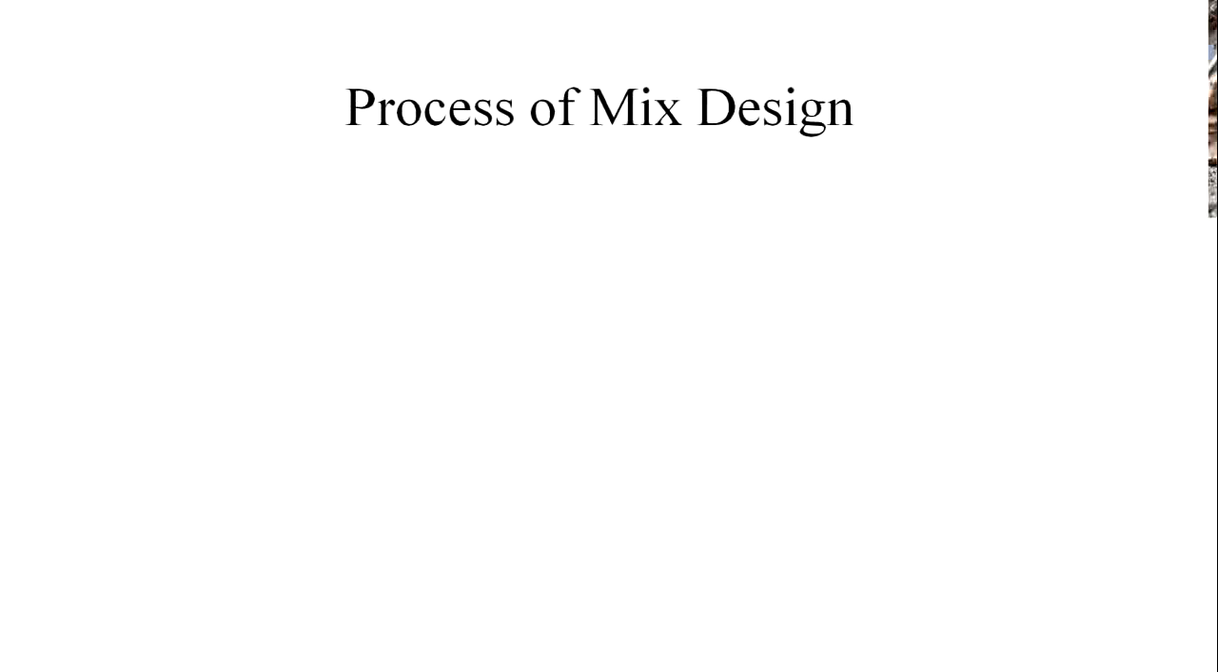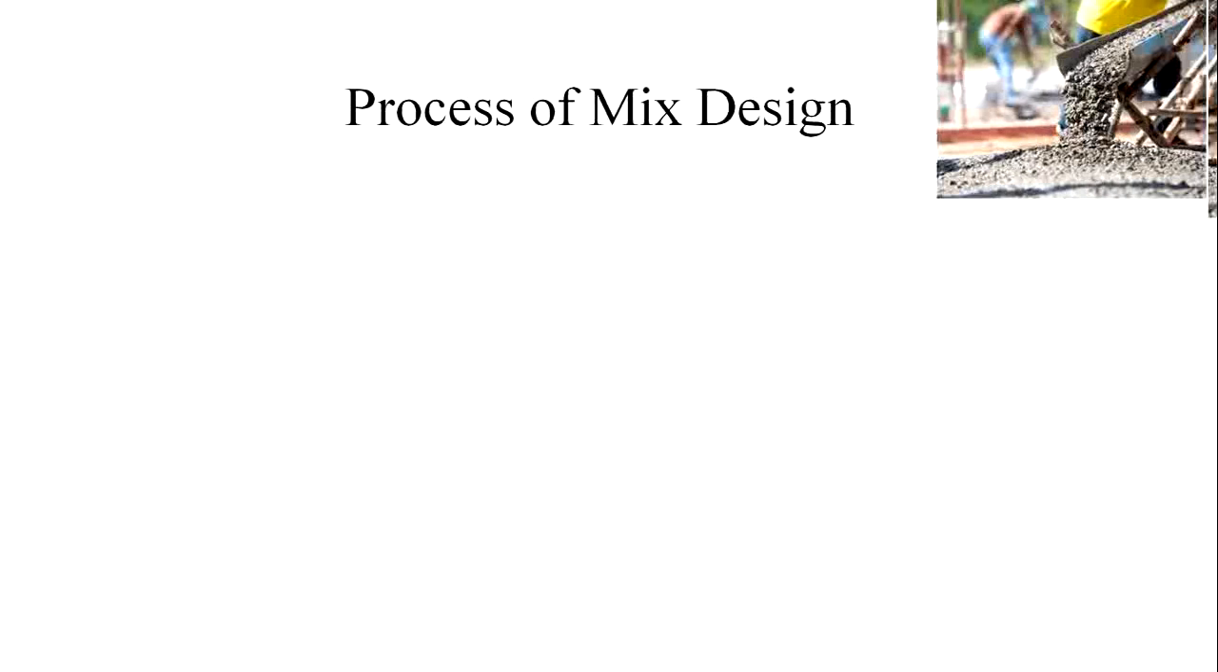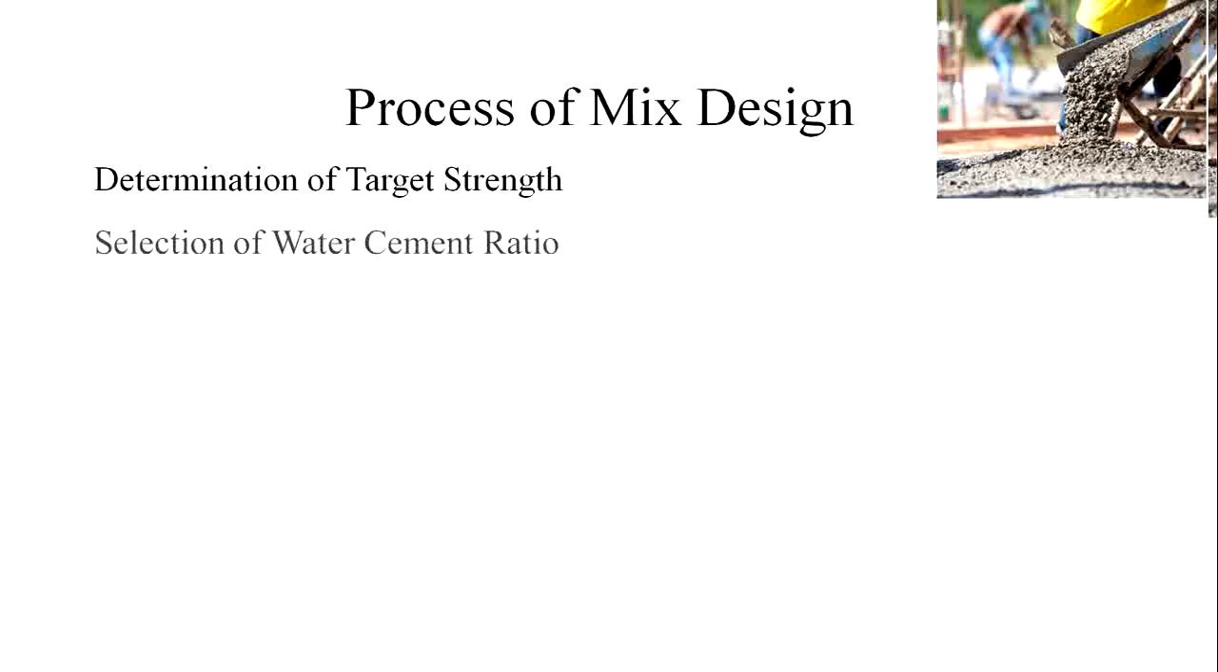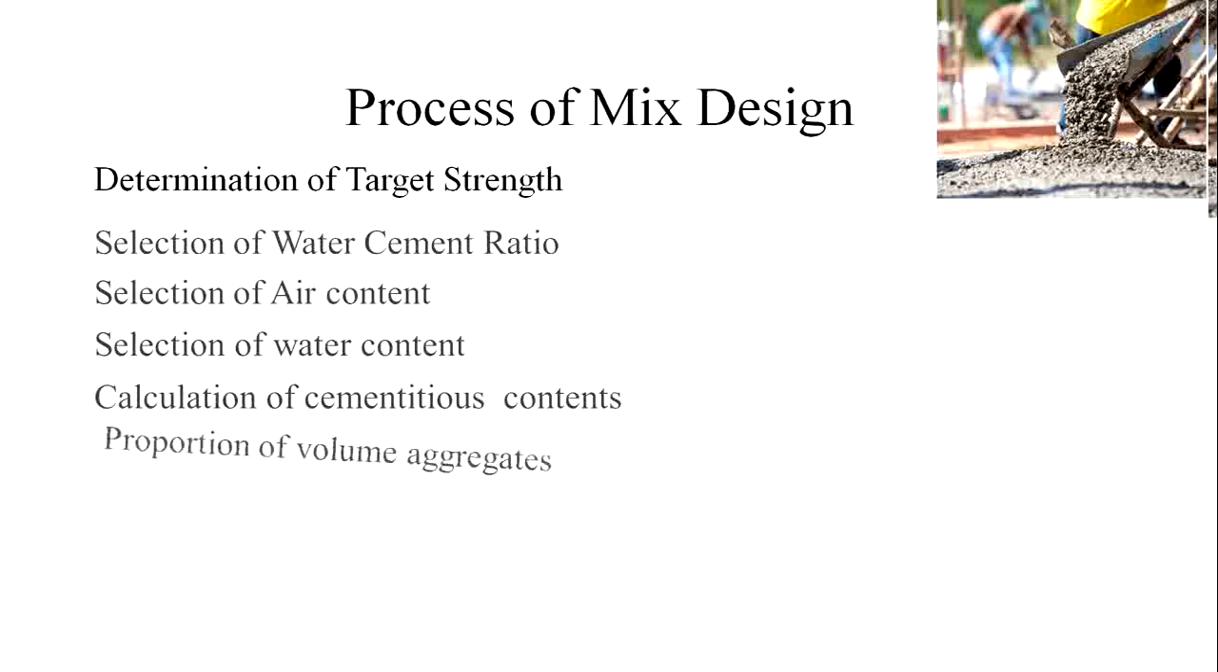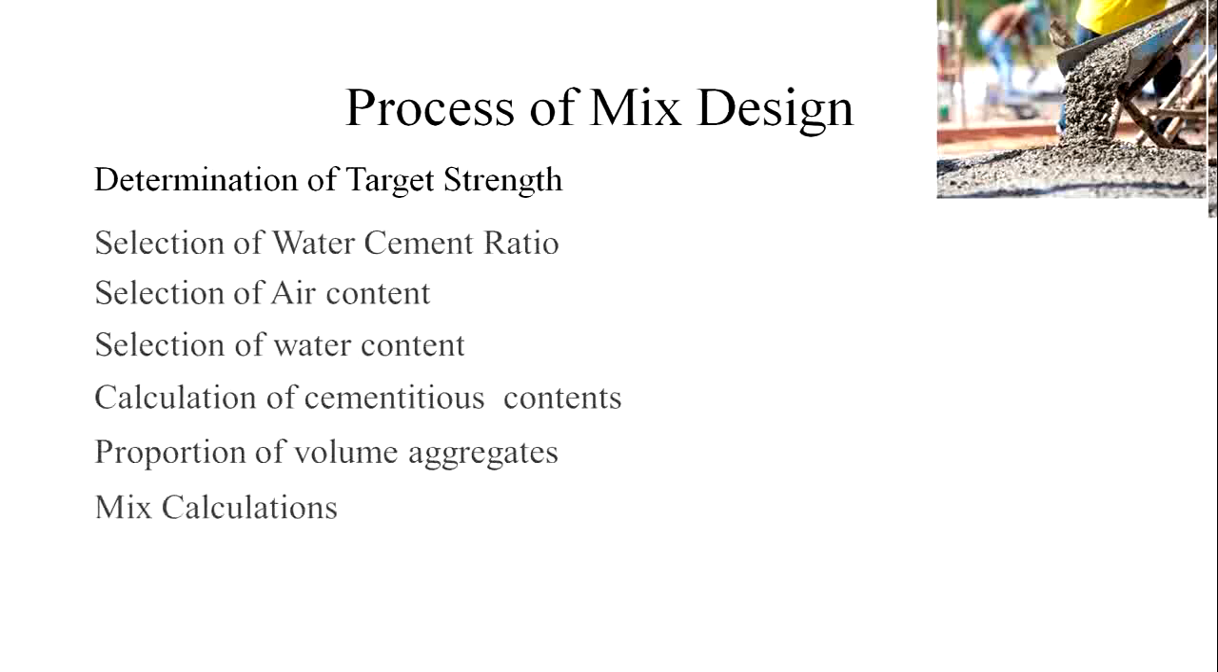The various processes to be done while designing a mix are: the first step involves the determination of target strength, then the selection of water cement ratio, the selection of air content, the selection of water content, calculation of cementitious components, proportion of volume of aggregates, and finally the mix calculations, and then we proceed with the mix proportion.